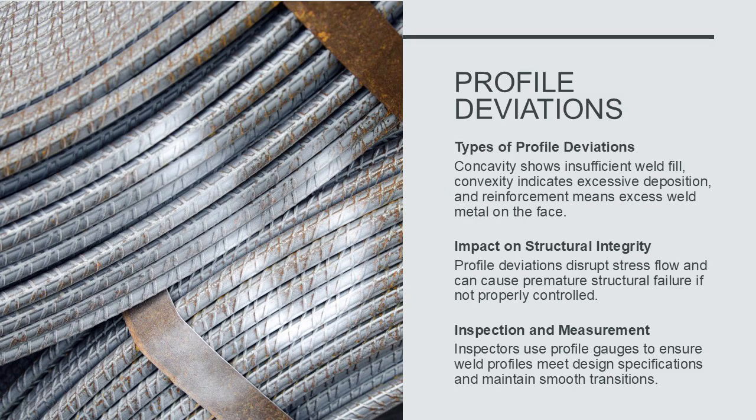Profile discontinuities include concavity, convexity, and excessive reinforcement. Concavity indicates insufficient fill, convexity shows excessive deposition, and reinforcement refers to excess weld metal at the face. These conditions can alter stress flow and lead to premature failure. Inspectors use profile gauges to measure compliance with design specifications. Smooth transitions and adherence to maximum limits are essential for structural performance.